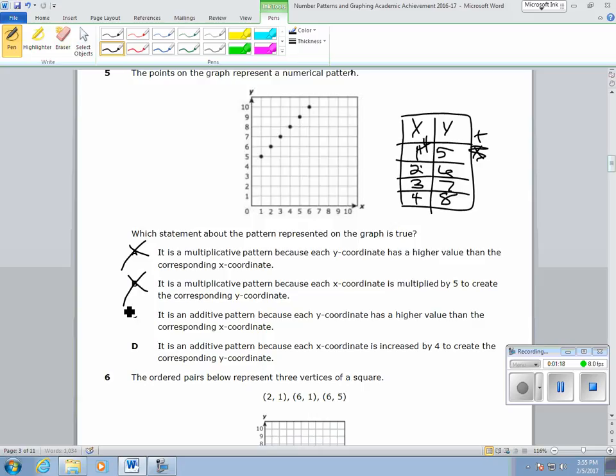Well, that doesn't necessarily make it the reason why it's additive. When you multiply, you could also have a larger y than the x. The last one says it's an additive pattern because the x coordinate is increased by 4. Increase would be plus 4. So that applies to our rule that we came up with earlier. The answer is D.